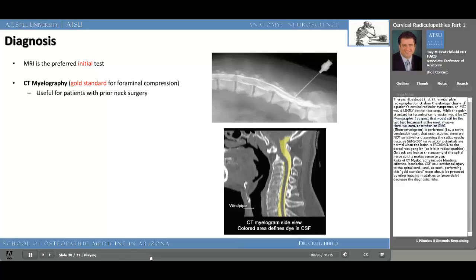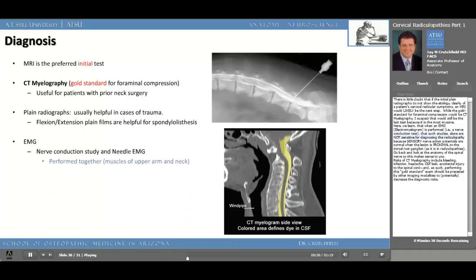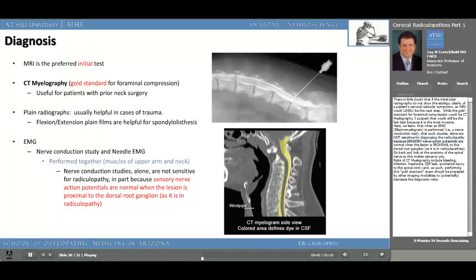Here, we learn that when an EMG, an electromyogram, i.e. a nerve conduction test, is performed, such studies alone are not sensitive for diagnosing the radiculopathy because sensory nerve action potentials are normal when the lesion is proximal to the dorsal root ganglion, as it is in radiculopathies. Go back and look at the anatomy of the spinal nerve so this makes sense to you.